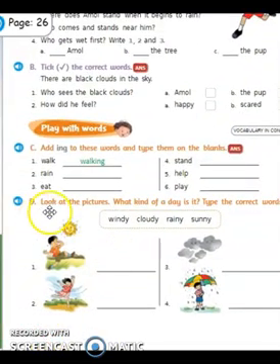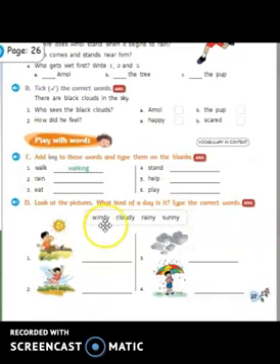Let's do exercise D. Look at the pictures. What kind of day is it? Type the correct words. So they have given the answers for you. That is windy, cloudy, rainy, and sunny. So from the pictures, we have to select the correct answer and write in the given blank. First one, you can see a boy playing and you can see the sun. So the day is sunny.